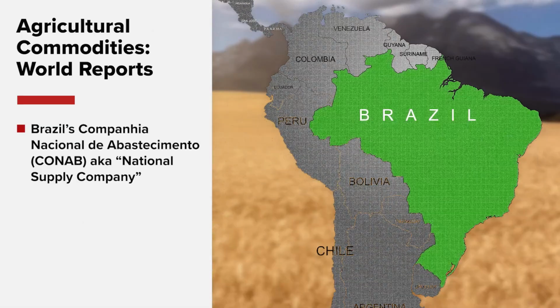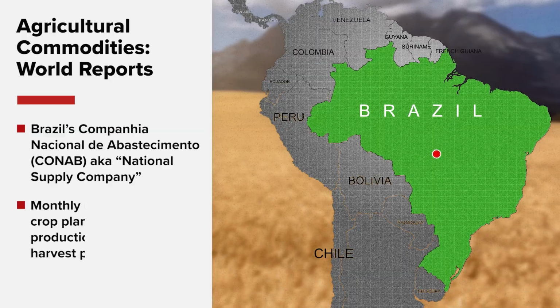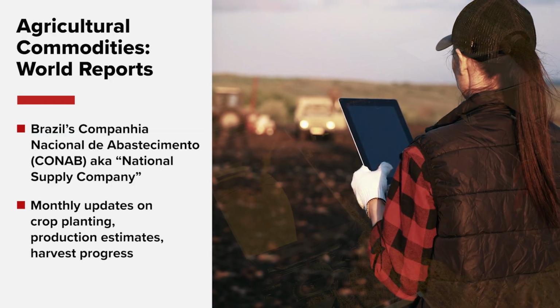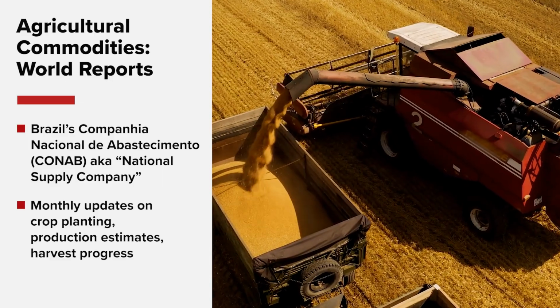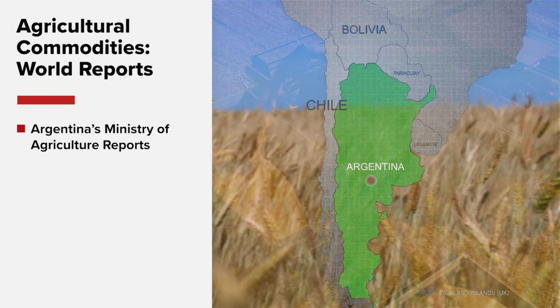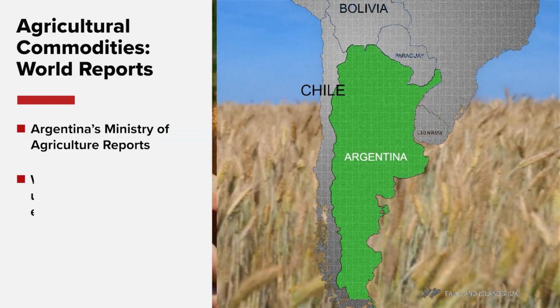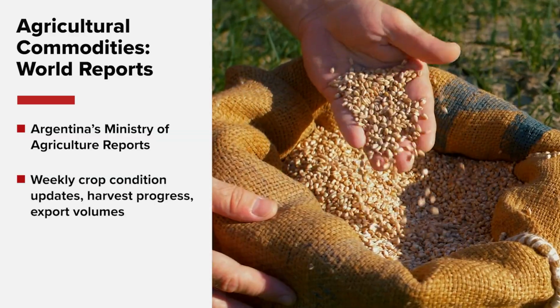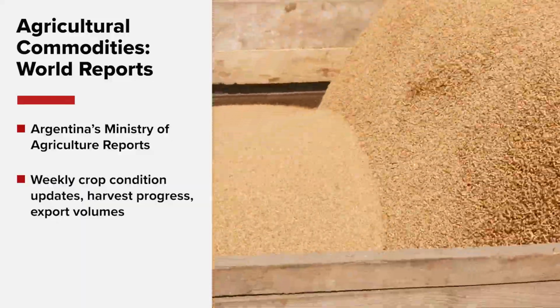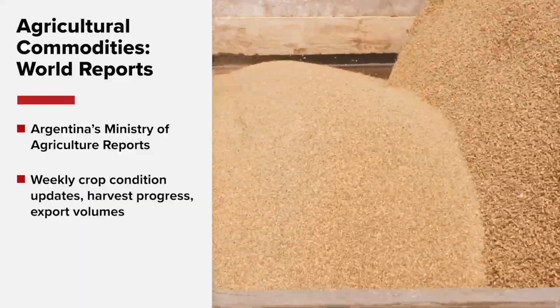Look to reports such as Brazil's CONAB, or National Supply Company, which provides monthly updates on crop planting, production estimates, and harvest progress for soybeans, corn, coffee, sugarcane, cotton, and more, or Argentina's Ministry of Agriculture reports for weekly crop condition updates, harvest progress, and export volumes, with that country a major exporter of corn, wheat, and other products.